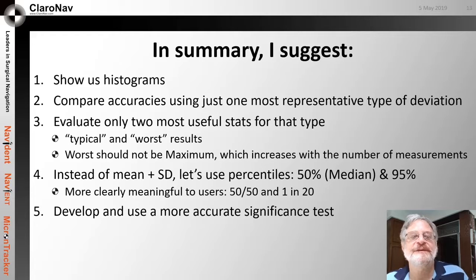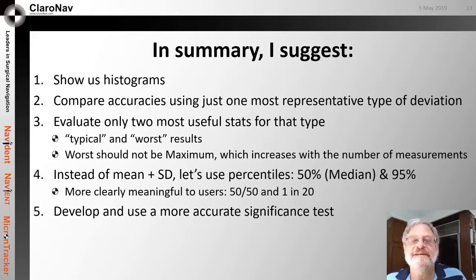3. For that one deviation type we picked, let's use just two statistical numbers, one representing a typical value and the other a more rare bad value. For a typical value with a clear clinical meaning, I suggest that the median is my guy since it is easy to understand. Half the time would be below this value and half the time will be above it.